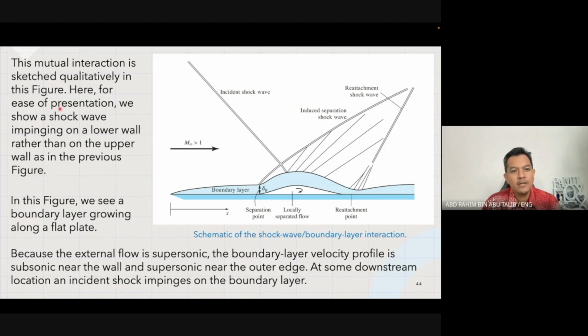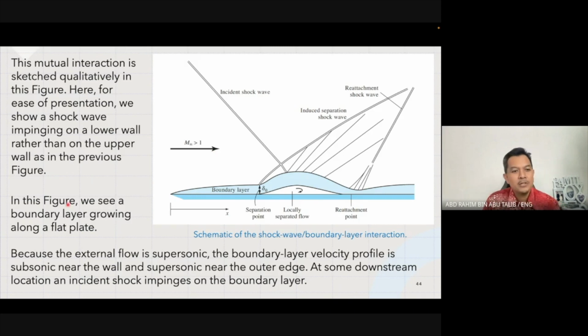So here, for the ease of presentation, we show a shock wave impinging on a lower wall rather than the upper wall from the previous figure. So we just flip it over. So we have the incident shock wave impinging on the lower wall.